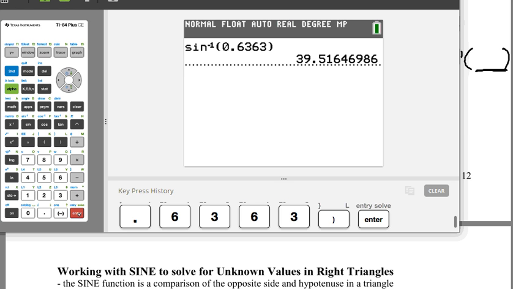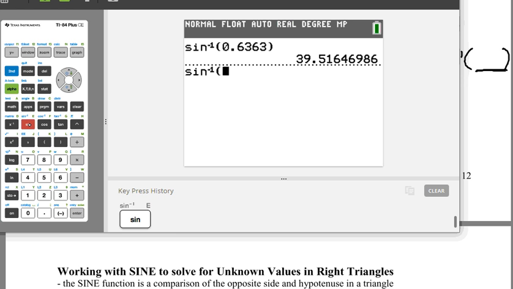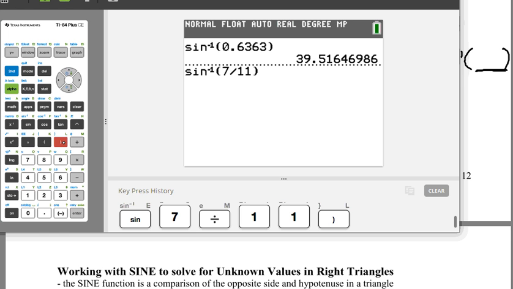Now, while I have my calculator out, it is possible to work with the fraction form. I want second sine, but instead of putting the decimal in, we actually want to put the fraction form in. Well, it'll give me the same thing, I could just put the fraction as division. 7 divided by 11. I could put that inside the brackets.